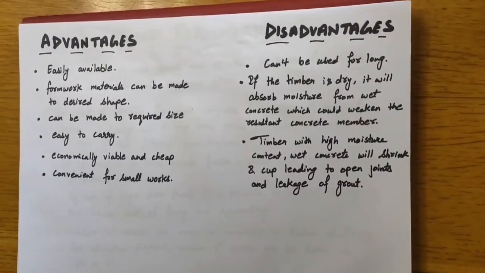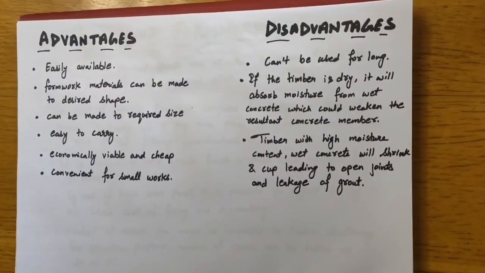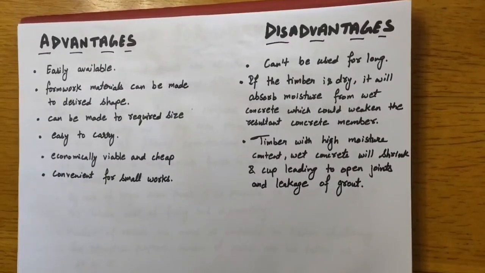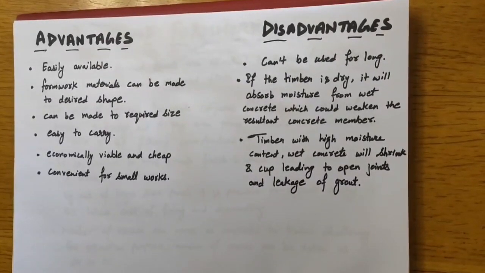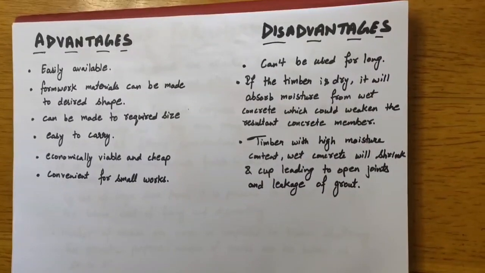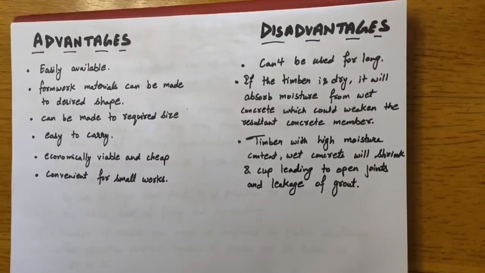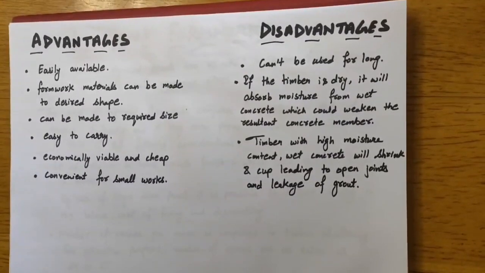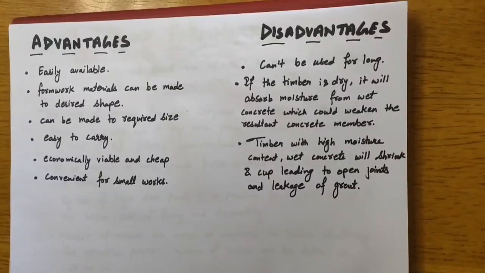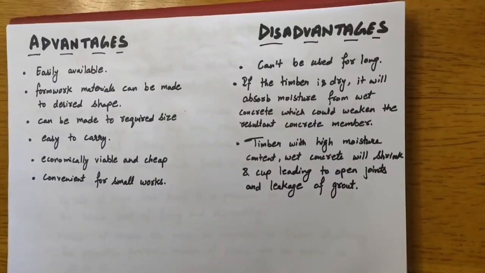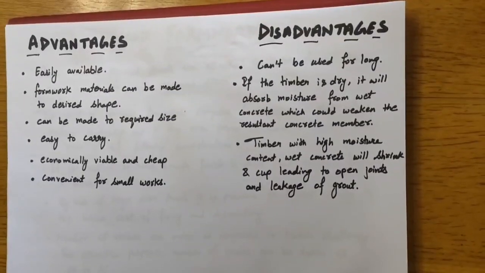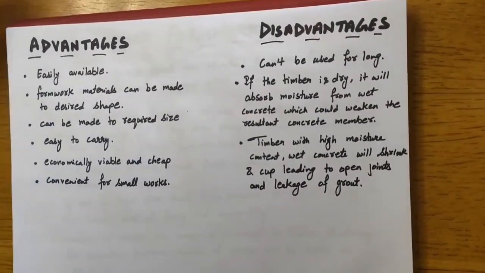It cannot be used for long, so you cannot use the timber shuttering for so many years, because it can be damaged because of the water content in concrete. If the timber is dry, it will absorb moisture from wet concrete, which could weaken the resultant concrete member. With timber of high moisture content, wet concrete will shrink and cup, leading to open joints and leakage of the grout.